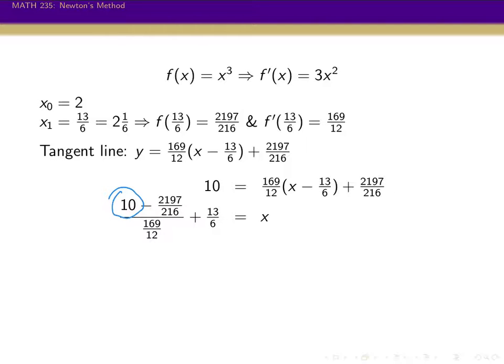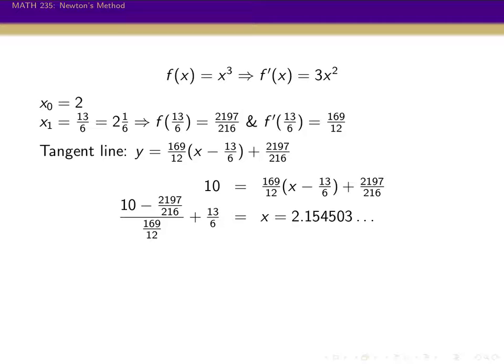The 2197 over 216 is coming from the value of the function. The 169 over 12 is coming from the derivative. And the 13/6 is the point that we were starting off from. That's the point where we calculated the tangent line from.